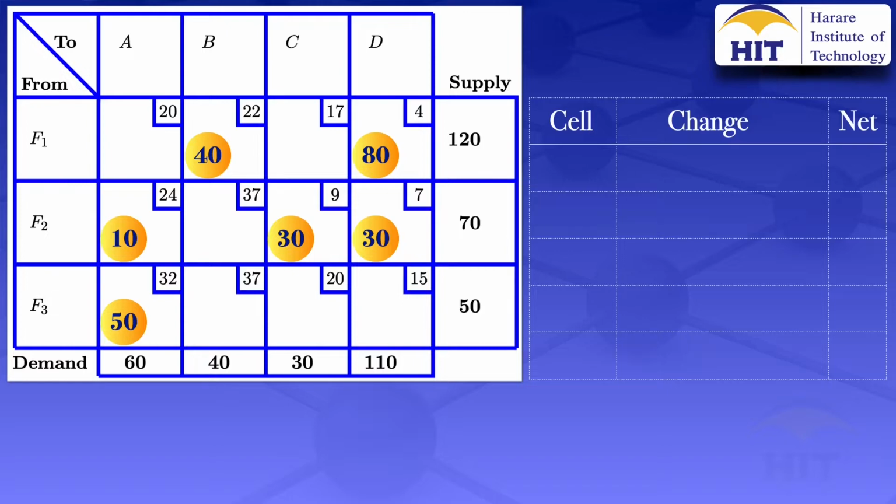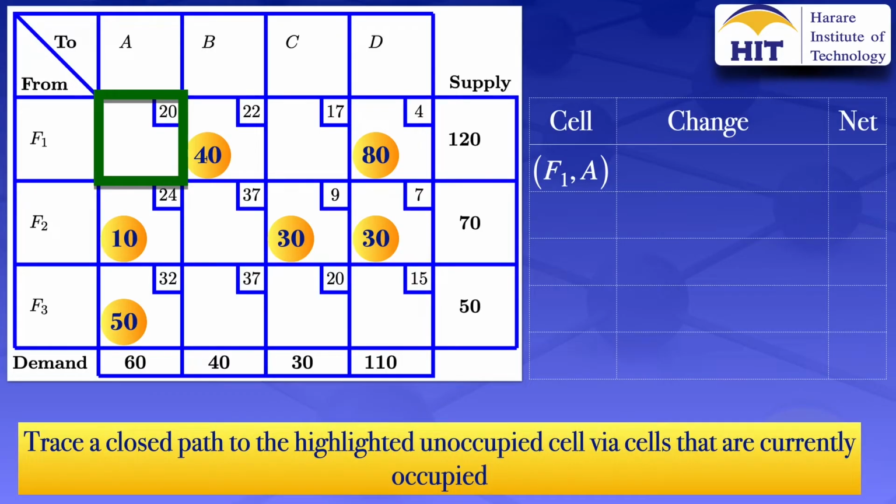So I'll start by looking at this cell here that I've highlighted in green, cell F1A. And we want to calculate the net change for this particular cell. So what we do is we trace a closed path to this highlighted unoccupied cell via cells that are currently occupied. The cells that are currently occupied are the ones that have 40, 80, 10, 30, 30, and the 50 there. So in this case, if we add on this unoccupied cell, this row will become unbalanced, the 120, because we would have added an additional one.